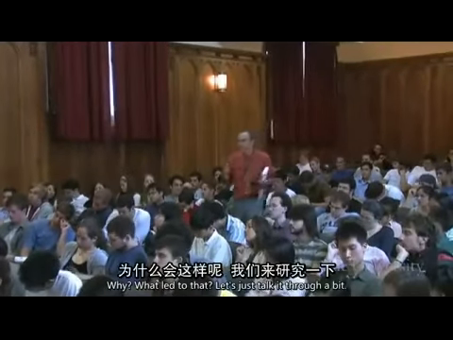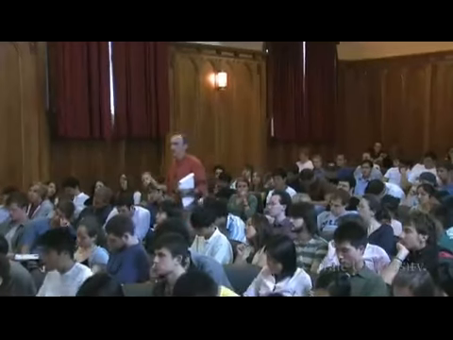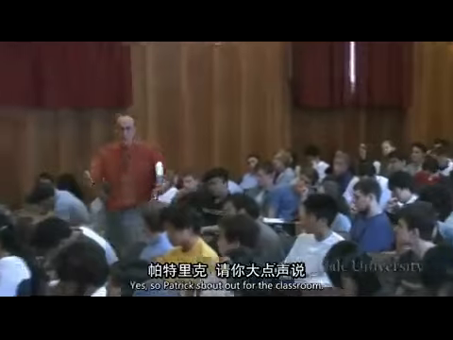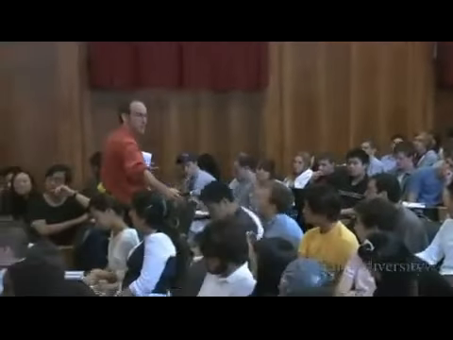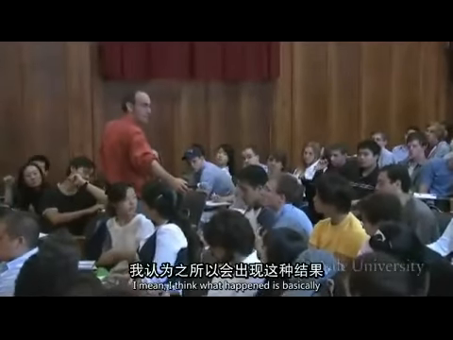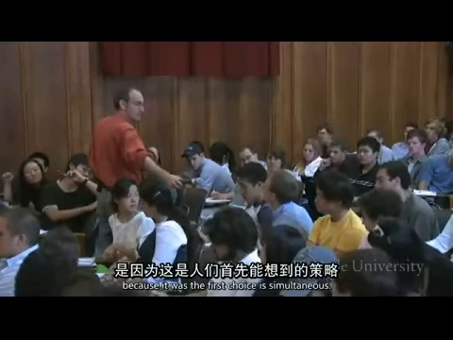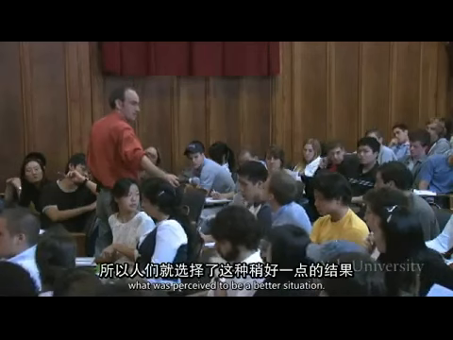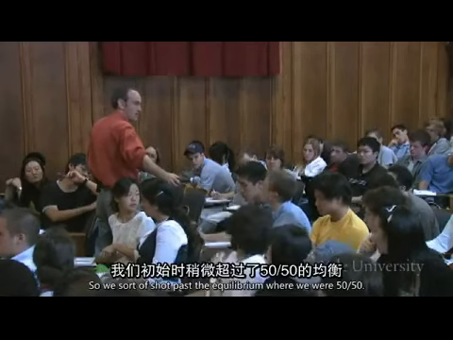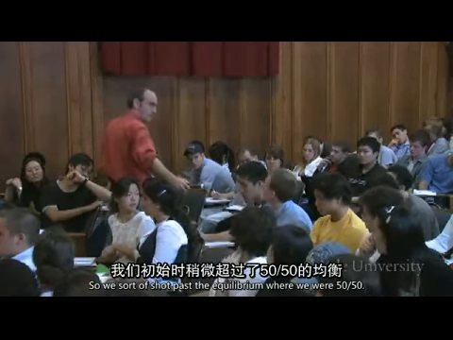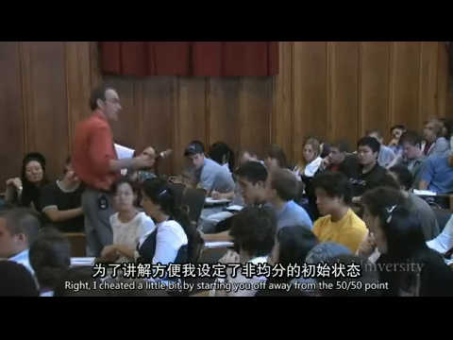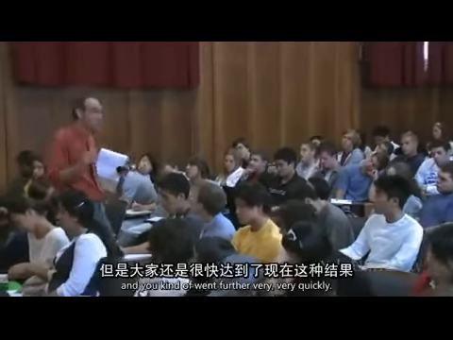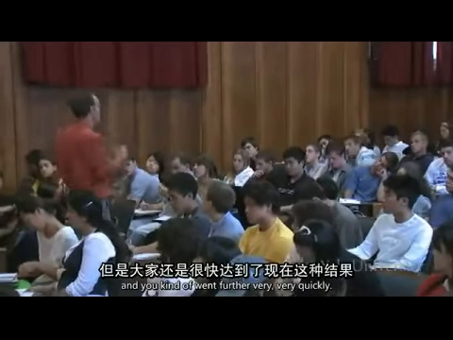Why? What led to that? Let's talk it through a bit. Who has an opinion of what it was that got us there? Patrick, shout out for the class. I think what happened was basically that the first choice was simultaneous. Everyone in the slightly bad situation all changed to what was perceived to be a better situation. So we sort of shot past the equilibrium where we were 50-50. Right. So I cheated a little bit by starting you off away from the 50-50 point, and you went further very quickly.